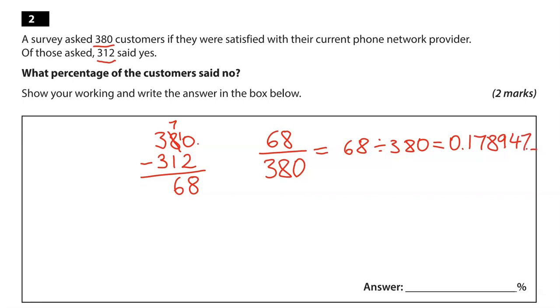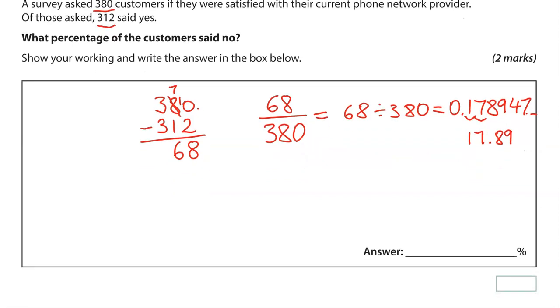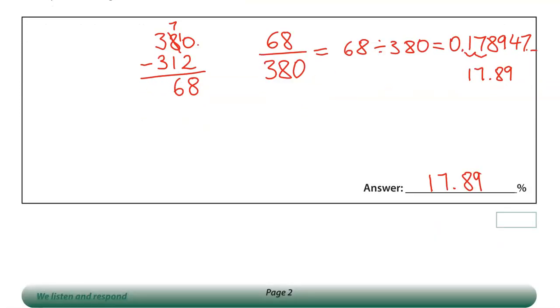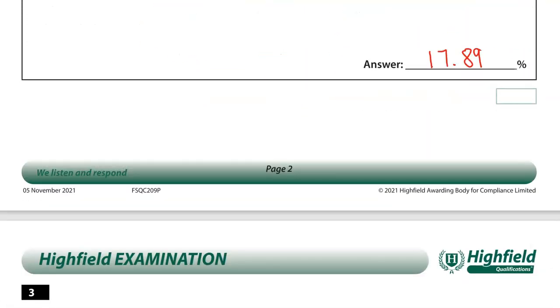So to get this into percentage, again we need to multiply by 100, or just move the decimal point 2 places to the right here. Think of this as if it was money and you're looking for the pennies. So 17.89%, I'm going to say. Even if I said just 18%, should be fine. So 17.89 I'm going to put as the final answer.